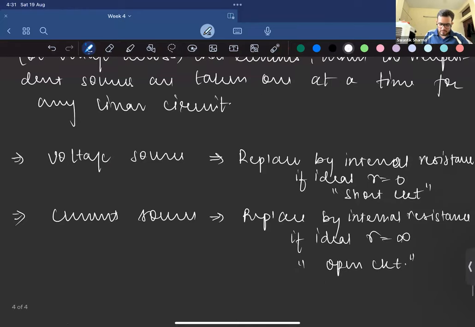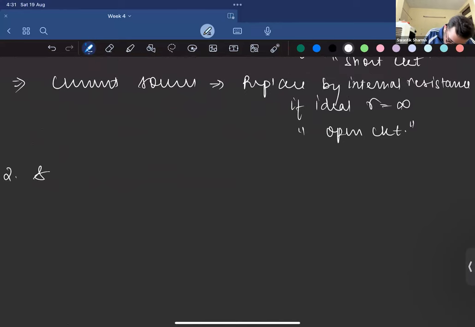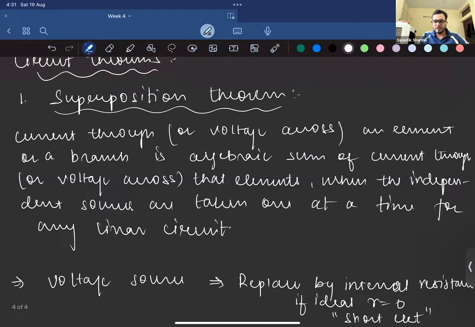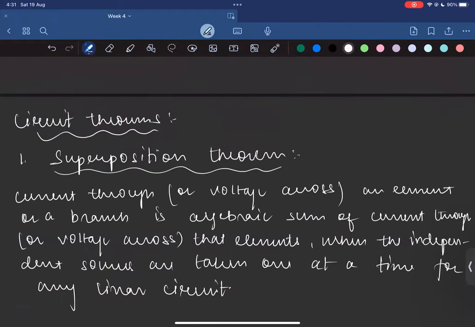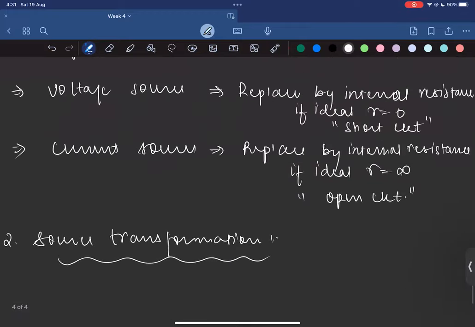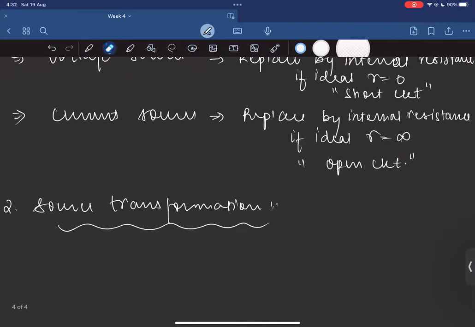Great. Now, this is what superposition theorem is. Now, let's discuss quickly source transformation. It's also applicable only to linear elements. Any circuit theorem is applicable only to linear elements. So, source transformation, anyone? Why are we applying these circuit theorems? Voltage source to current source is practically not possible to convert. Whenever there is a current source, the resistance, then there is a broken, that is called a ratio.